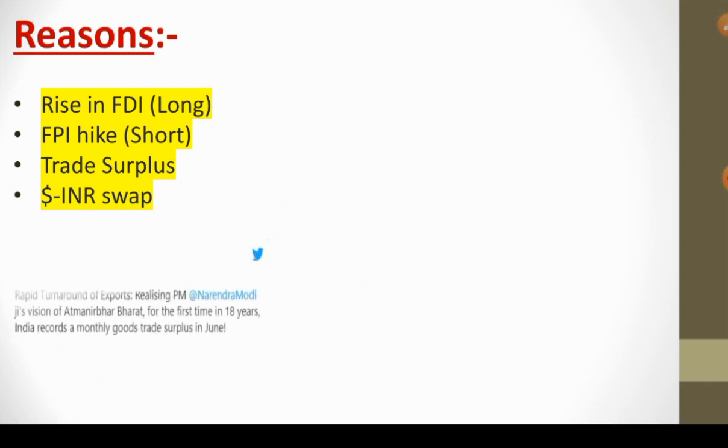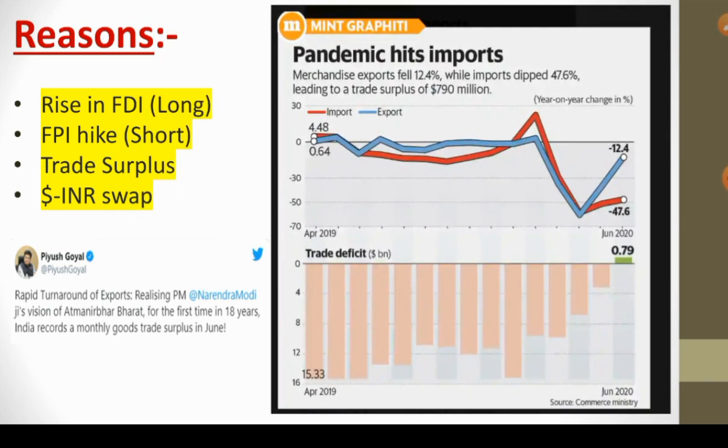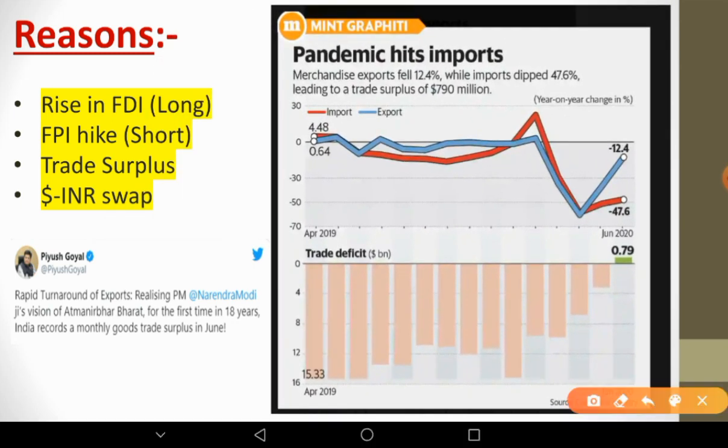So these are the major four reasons, and the biggest reason is the rise in FDI. You can see over here also a tweet of Piyush Goyal. And in the second slide, you can see the red mark is of import and the blue mark is of export. Here you can see both have decreased, both are in negative, but the export is minus $12.4 billion in June and the import is minus $47.6 billion.